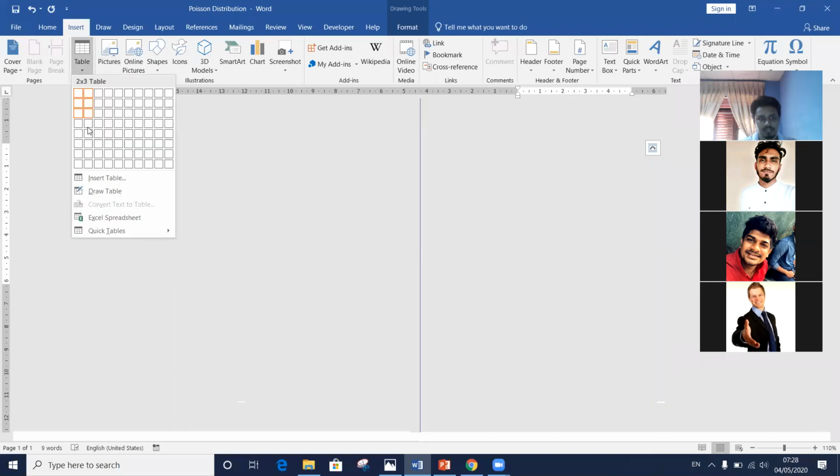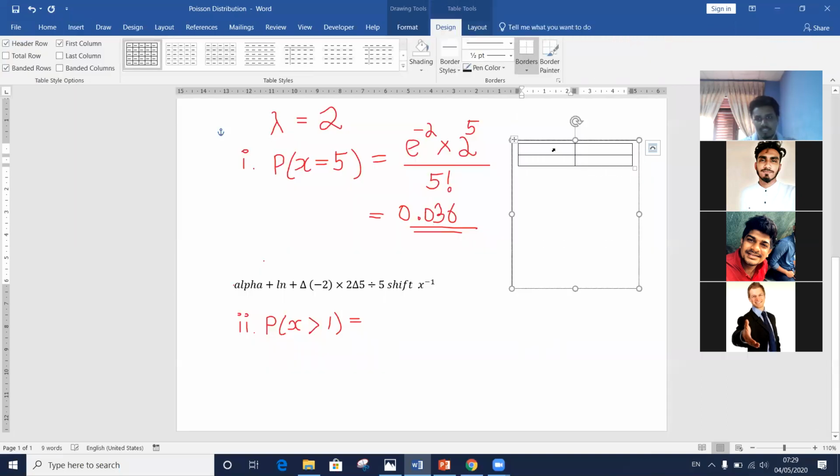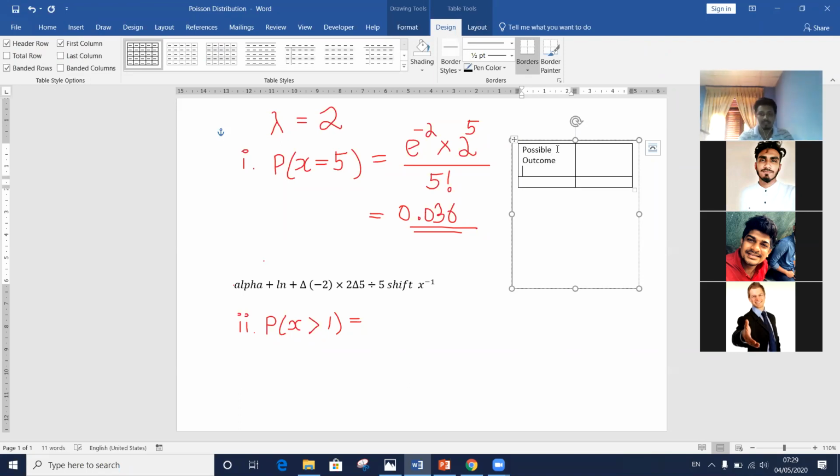In a probability distribution, there should be a set of possible outcomes. Here, the possible outcomes are in terms of the number of houses caught on fire. The number of houses that can catch fire are the possible outcomes, and we should have the respective probabilities.